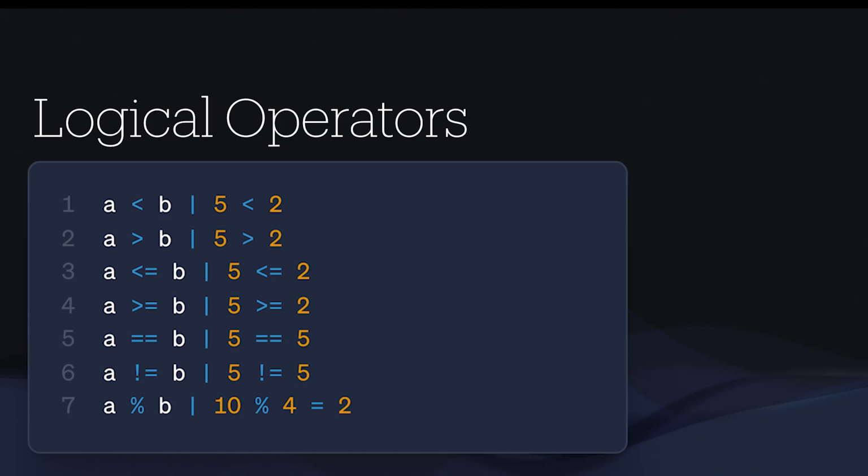So for example, A was 7 and B was 3. The remainder when you divide those together is 1. Another example is A is equal to 10 and B is equal to 4. The remainder is 2, because 4 can only go into 10 twice with 2 remaining.